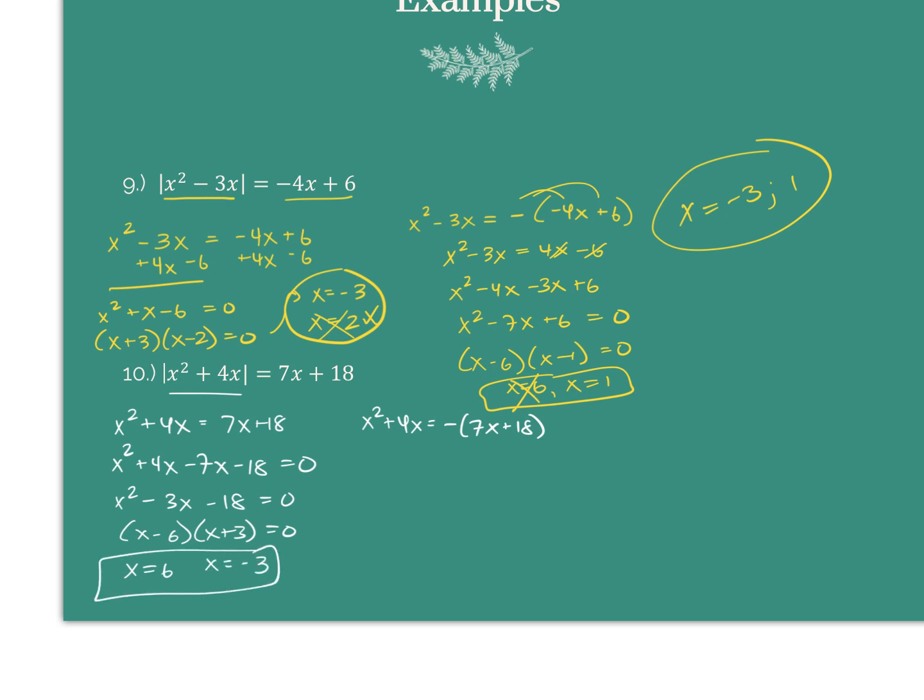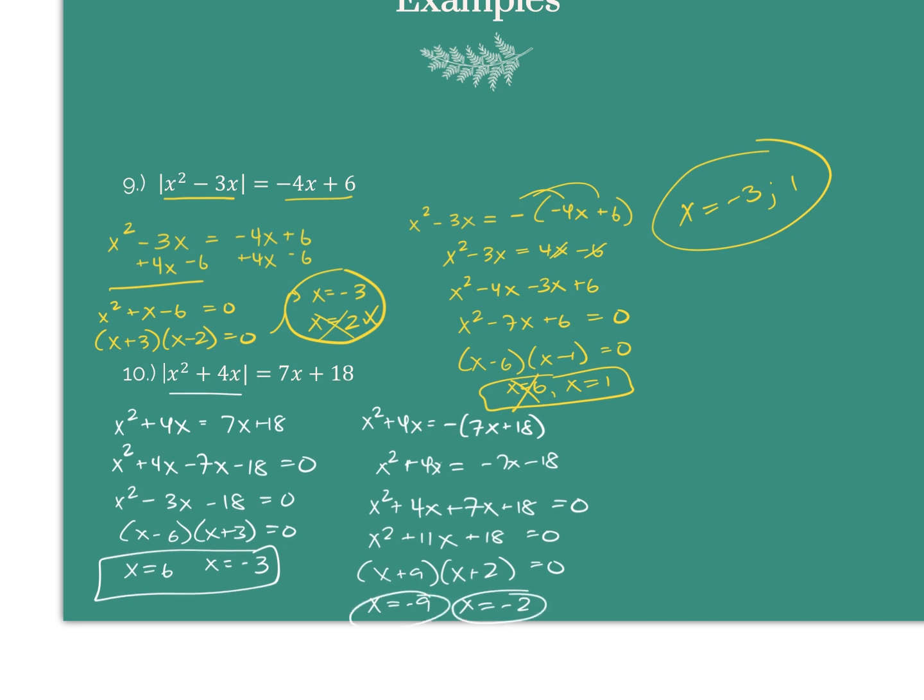Two things to check. I go to the right side, x squared plus 4x, distribute the negative, so, wait a minute, x squared plus 4x equals negative 7x minus 18. Again, I know I have to bring it over. So I've got x squared plus 4x plus 7x plus 18 equals 0. x squared plus 11x plus 18 is 0. I've got x plus 9, x plus 2 is 0. So x is negative 9 and x is negative 2.